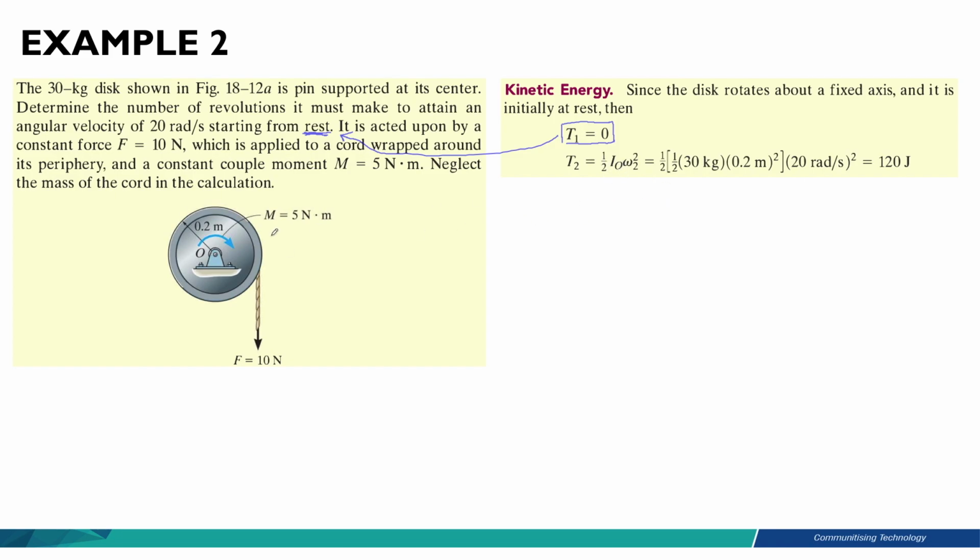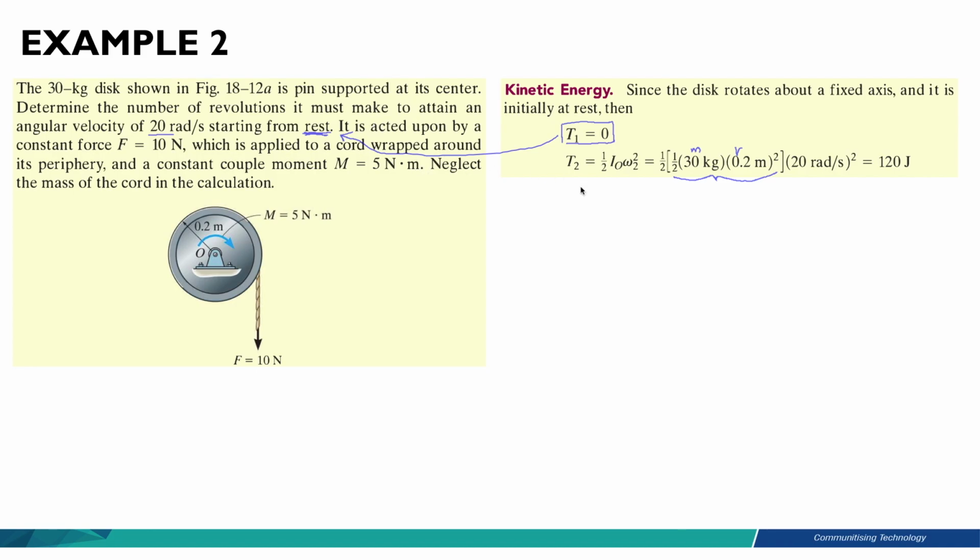So IO for a disk, you can refer to the table of mass moment of inertia, is half m r square. This is m of the disk, and this is the radius of the disk. So half m r square is IO. 1 over 2 is from here, and omega is given, omega is equal to 20 rad per second. So we have T2 is 120 joule. Now we have T1 and T2.